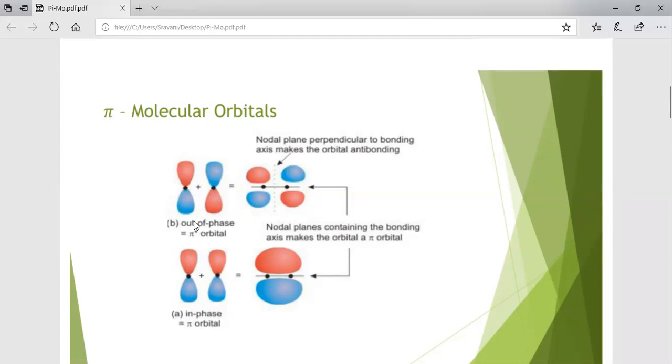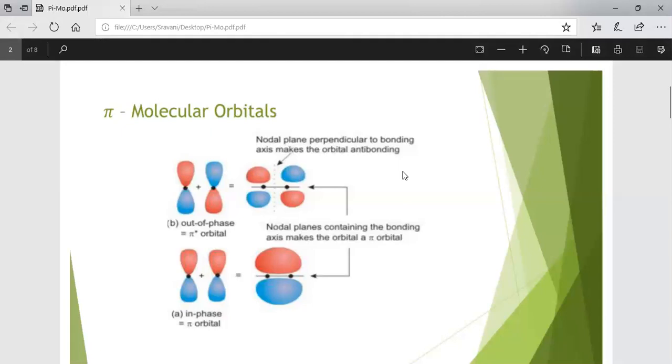When two p atomic orbitals approach each other, they result in the formation of two molecular orbitals. One is the bonding molecular orbital, this one, and the other one is the anti-bonding molecular orbital. This is the anti-bonding molecular orbital. So I repeat once again.